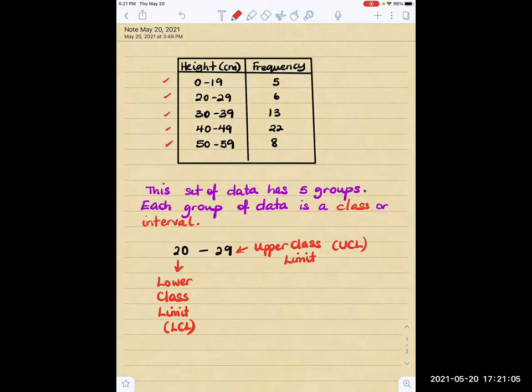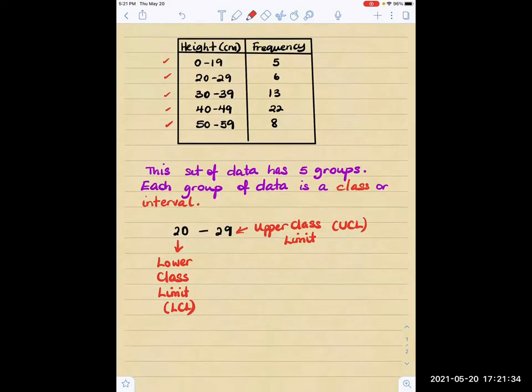And then we have boundaries where the actual value may lie, because 20 to 29 is an approximation to the nearest centimeter. So we could have a height of, say, 19.5 or 19.8, and that will have to be placed somewhere in our class or our interval. So the difference between this value and this value is 1. And when we divide it by 2, we will get 0.5.